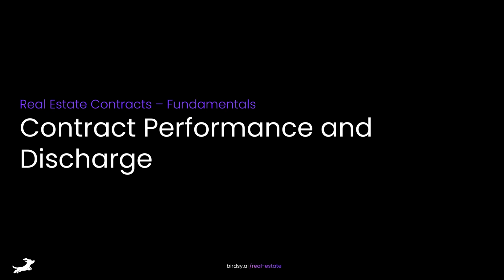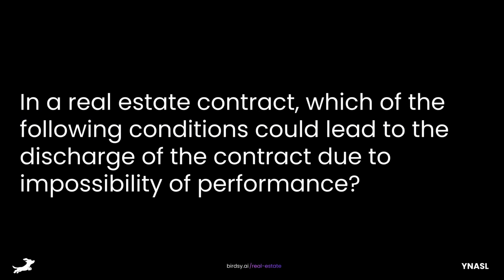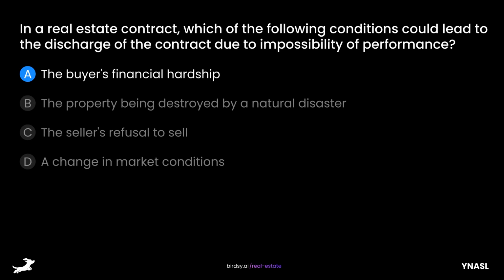Contract performance and discharge. In a real estate contract, which of the following conditions could lead to the discharge of the contract due to impossibility of performance? Is it A, the buyer's financial hardship, B, the property being destroyed by a natural disaster, C, the seller's refusal to sell, or D, a change in market conditions? The answer is B, the property being destroyed by a natural disaster.